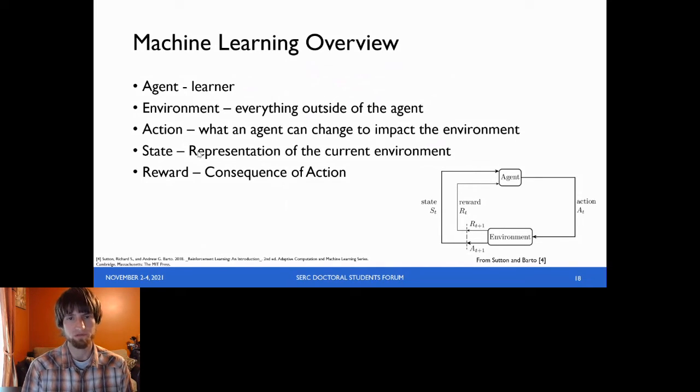We have a couple of elements here. We have an agent who is doing the learning, the environment, which is everything outside of the agent, an action, which is what an agent can change to impact the environment, the state, which is a representation of the current environment, and finally the reward, which is the consequence of the action taken.